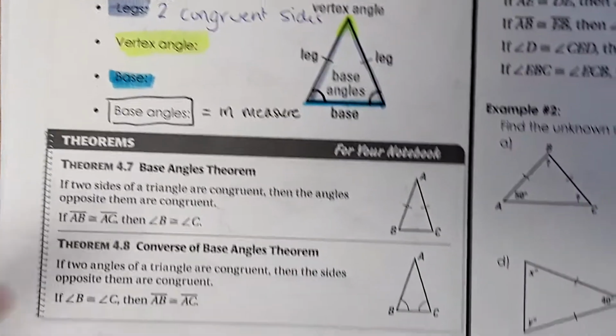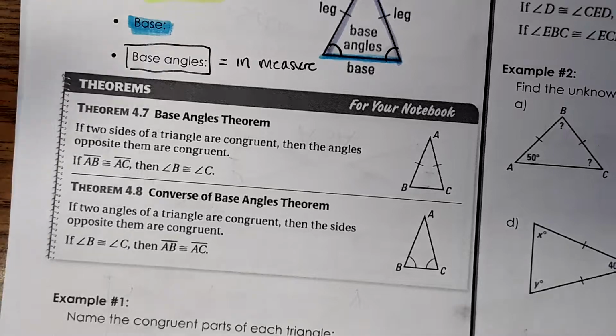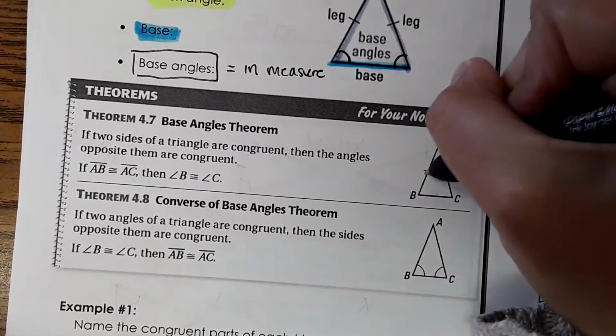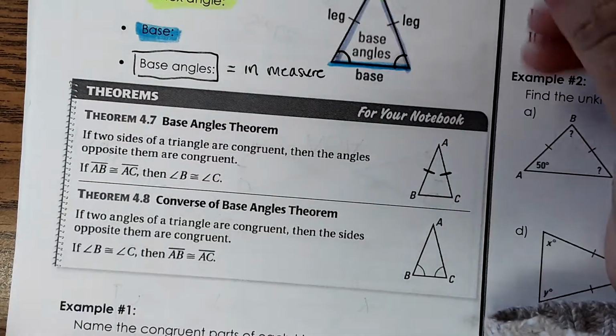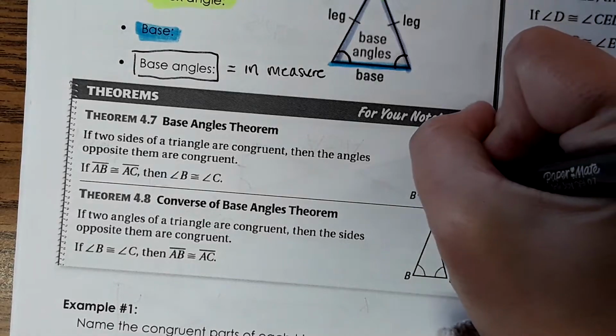Okay, so here's the theorems, and I already kind of explained these theorems. If you have a triangle with two congruent sides like this, then your base angles are going to be equal.